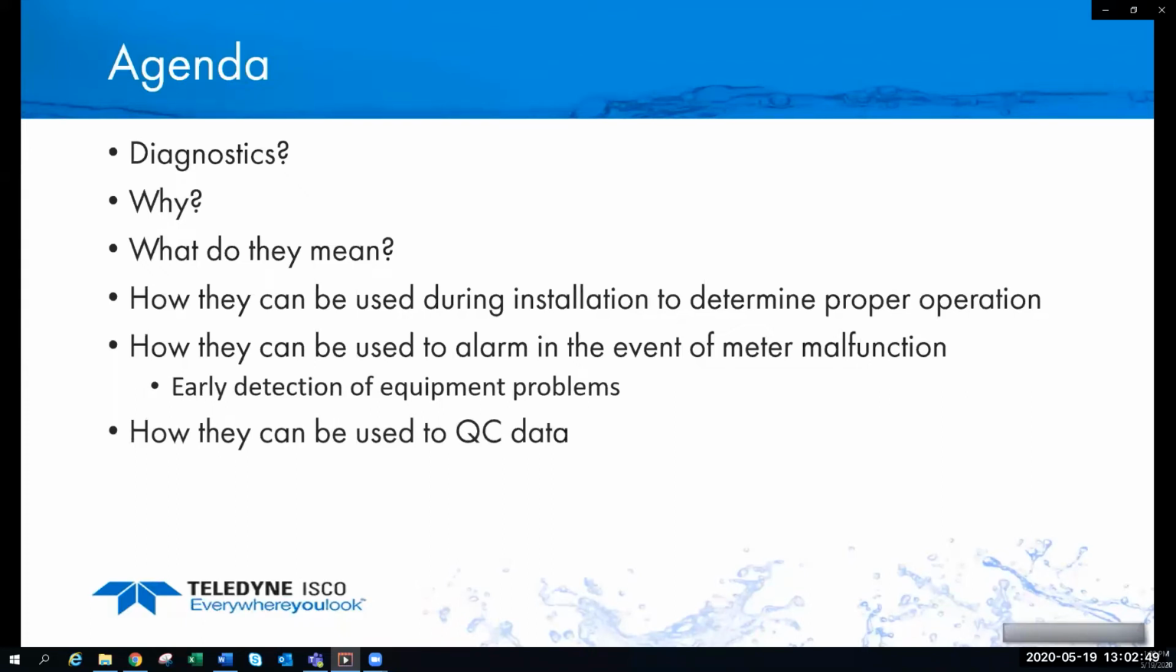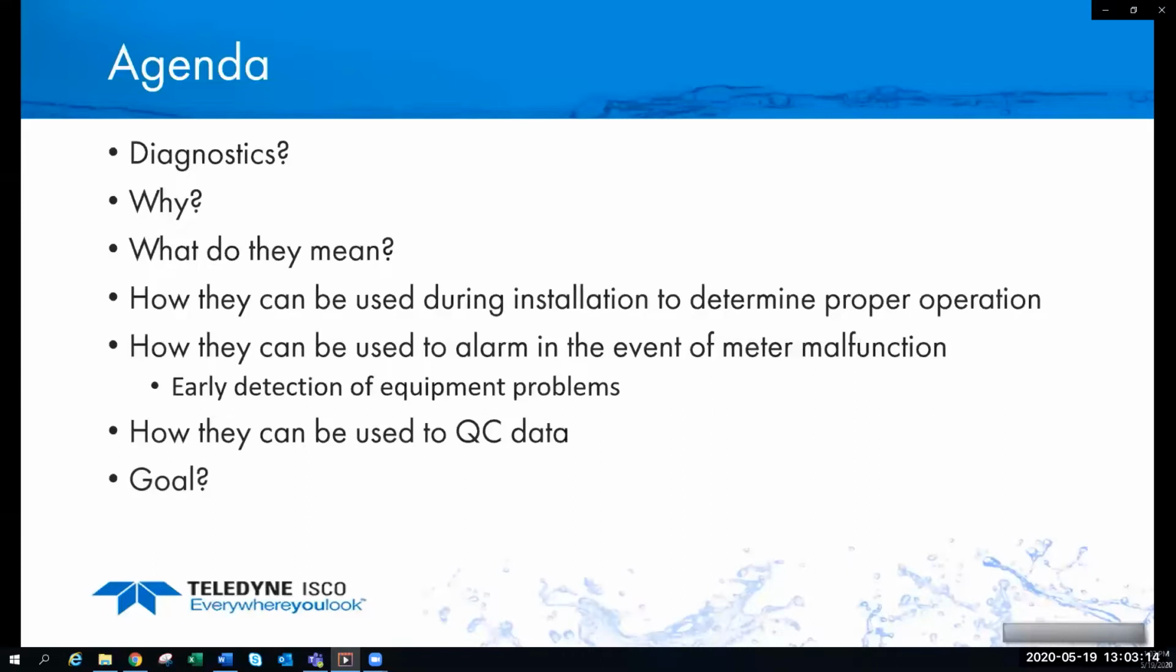How we use these diagnostics to quality control our data. When we look at a lot of data, a lot of people out there are using these meters for billing, hydraulic model calibrations, and all those kinds of things. When they look at this data, they want to know if it's right or not. This diagnostic information can help determine if the meter is working correctly or not.